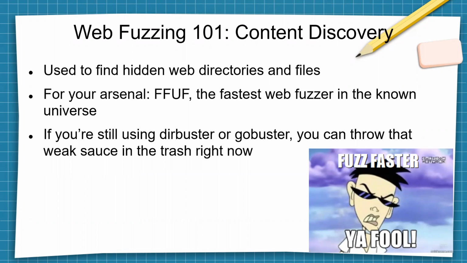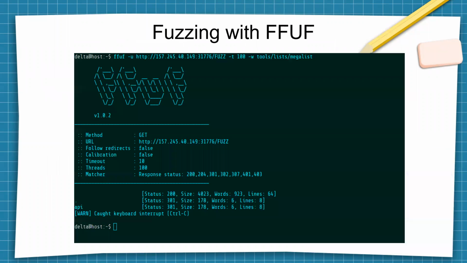Let's check out content discovery, which is when you try to find hidden directories and files on a website where you wouldn't normally have access to them via hyperlinks. For this, what I like to use is a tool called FFUF, which stands for Fuzz Faster, you fool. It's the fastest web fuzzer that I've ever come across, and it is significantly faster than Dirbuster and GoBuster, so you can go ahead and upgrade to it. That's what I would suggest. Next slide.